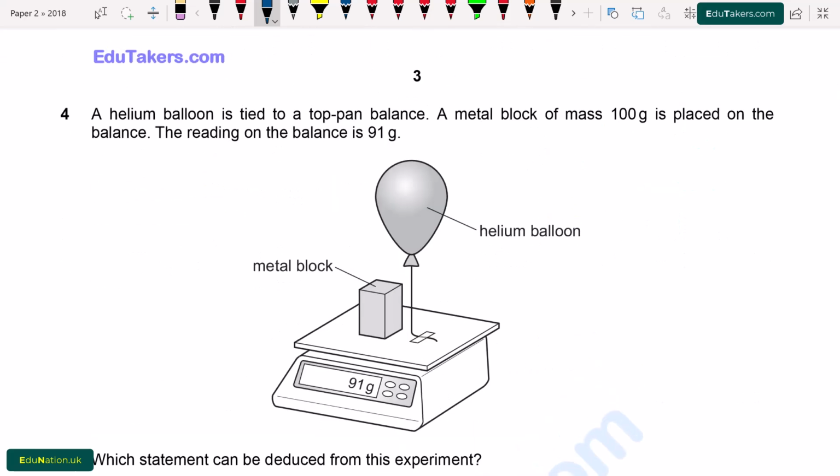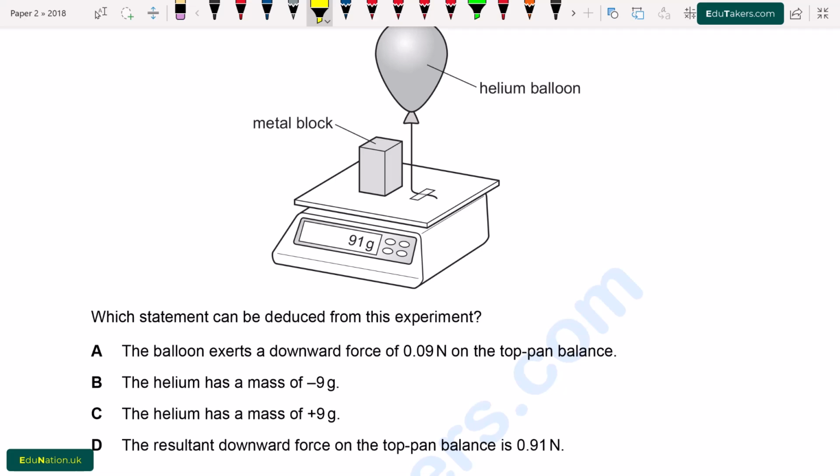Question number 4. A helium balloon is tied to the top pan balance. A metal block of mass 100 gram is placed on the balance. The reading on the balance is 91 gram. Which statement can be deduced from this experiment? Option A. The balloon exerts a downward force of 0.09 Newton on the top pan balance. B. The helium has a mass of minus 9 gram. C. The helium has a mass of plus 9 gram. D. The downward force on the top pan balance is 0.91 Newton.